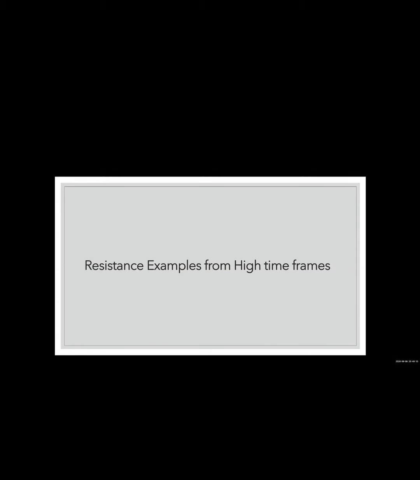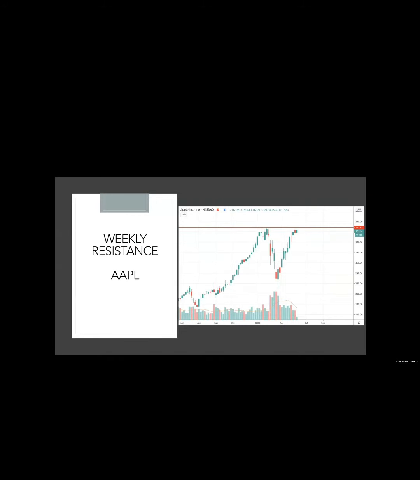And then resistance examples from high time frames. So this was the weekly resistance for Apple. I mean, it absolutely cleared that out of the water in July. It ran up a ton, but you can see here that it rejected off of that same level, about 328, twice. So that became a very strong weekly resistance.